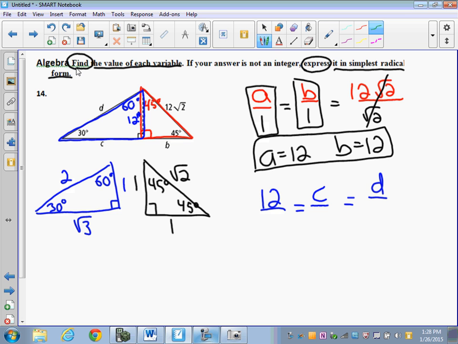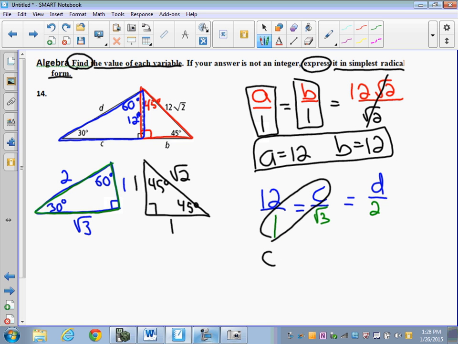And these side lengths here would be 1, square root of 3, and 2. So one triangle on the top, one triangle on the bottom. Now we're ready to cross multiply.